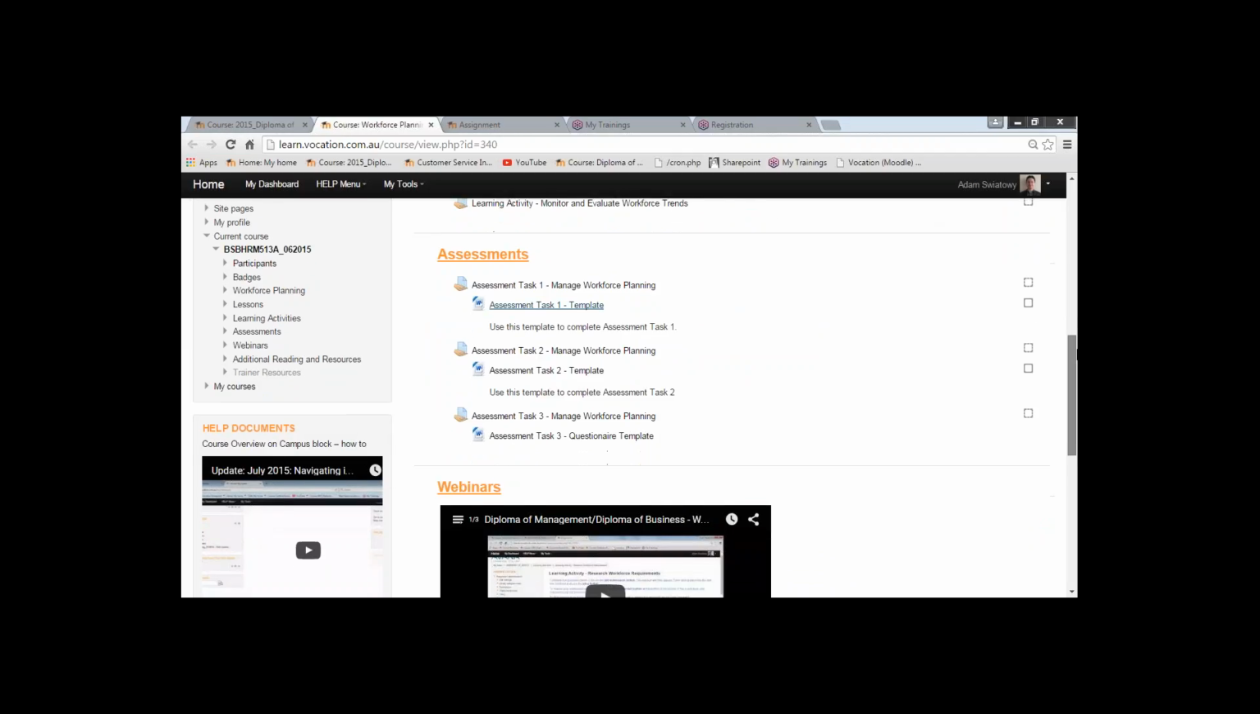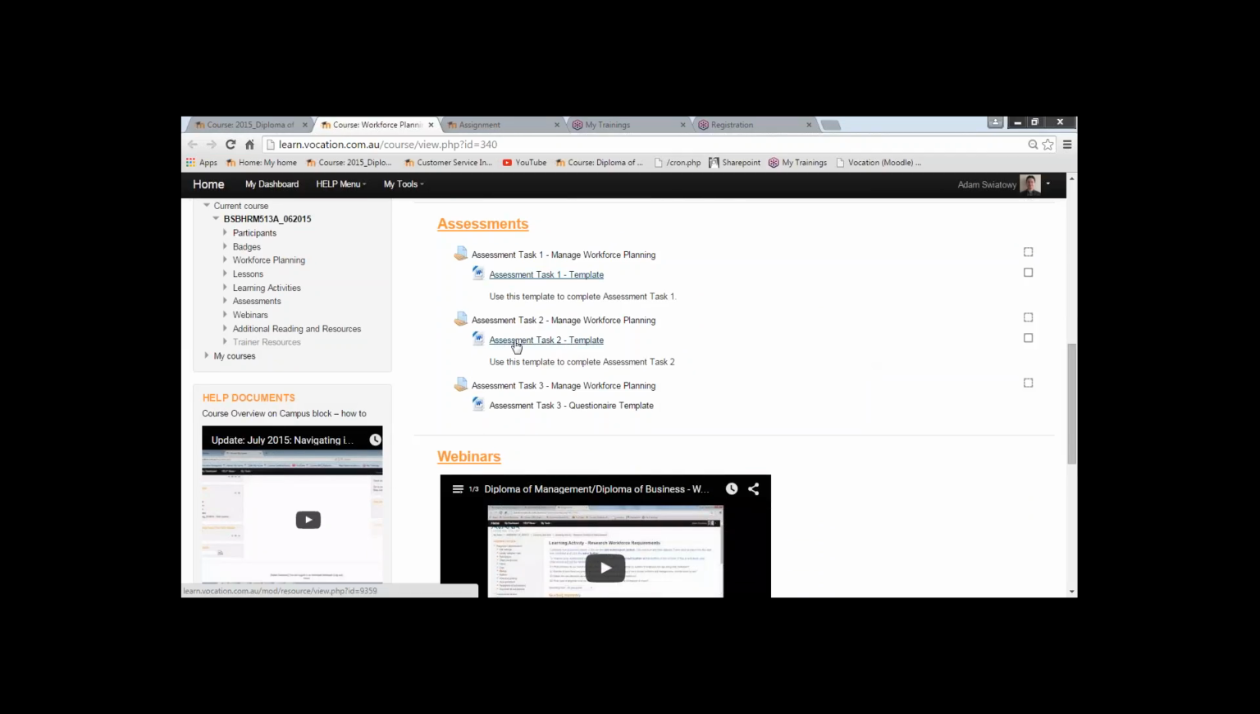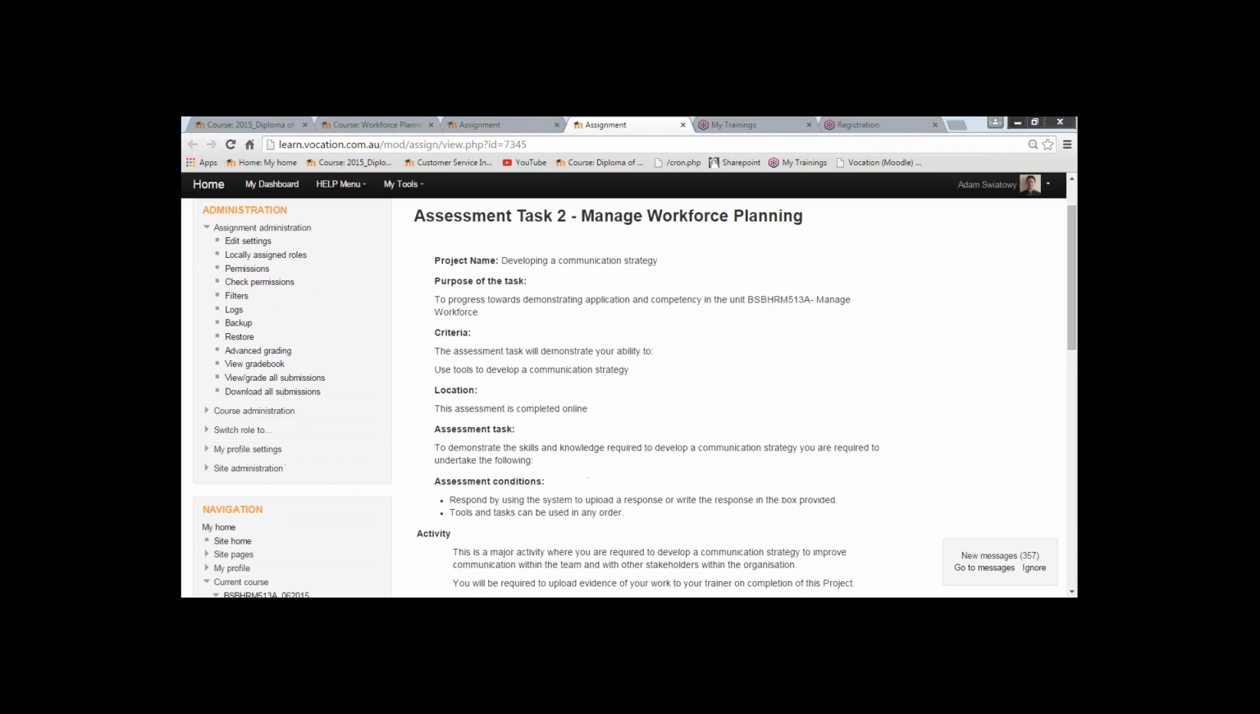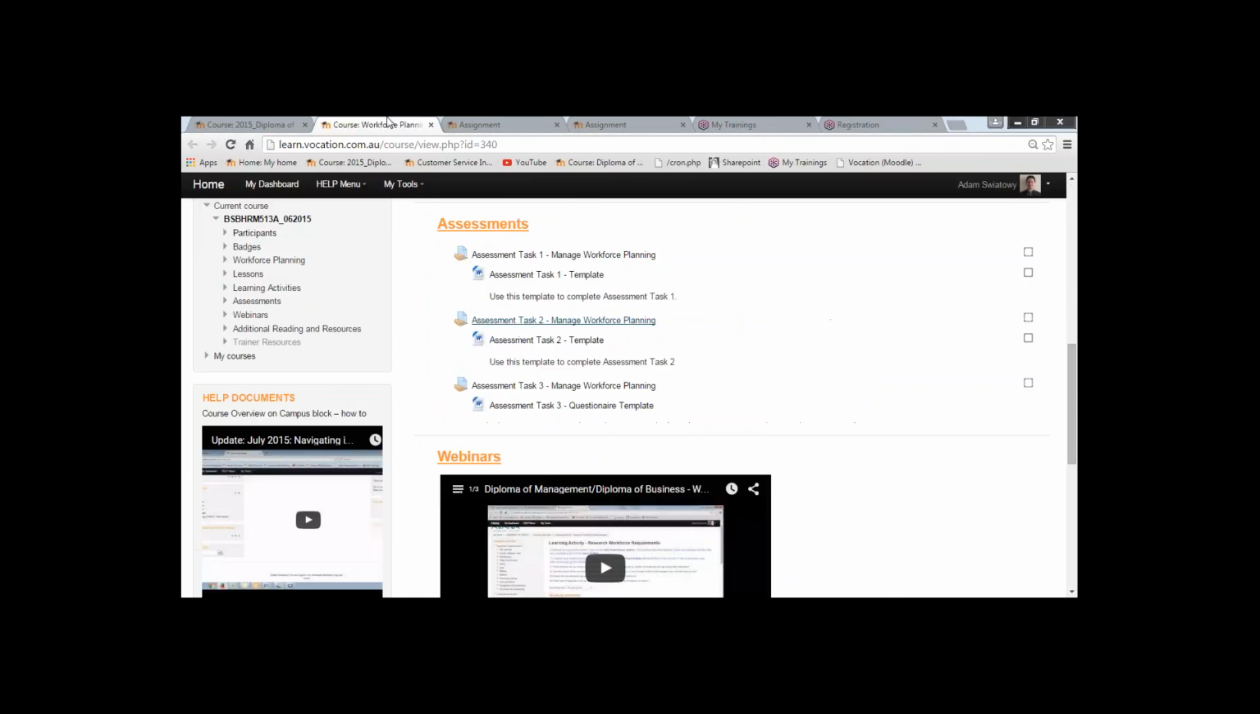The next 2 are actually not as difficult. Let's have a look at the second one. I'll open that now for you. And this second assessment task actually rolls off from that first one. So the first one, you've got the template there, you're building your own workforce plan. The second one, we need you to develop a communication strategy for that workforce plan. So this relates directly to what you've just completed in that first assessment task. And again, we've got a template for you. So I'm just going to open up that template. And I think that's the best way to go through this together. So let's open that up.